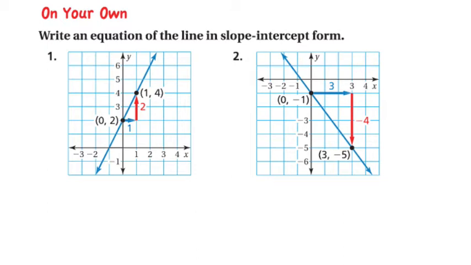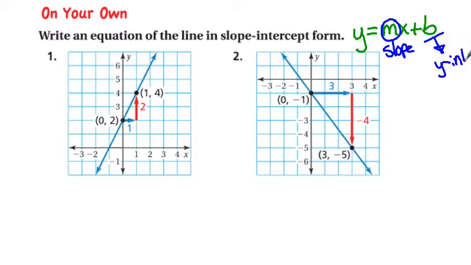In order to write the equation of a line in slope-intercept form, which remember looks like y equals mx plus b, where m is the slope and b is the y-intercept. Okay, so the first thing we need to do is identify the slope.